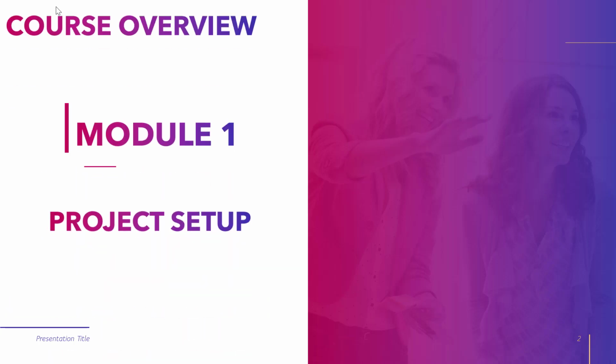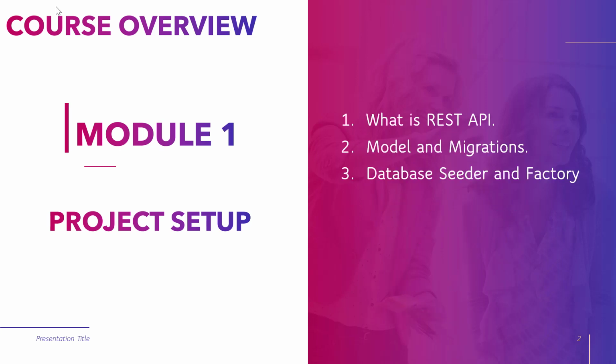In module one, we are going to learn how to set up the project. This is basically what a REST API is, Laravel setup, model and migration, database seeders and factories, and then control structures. And then we'll also have routes and endpoints.